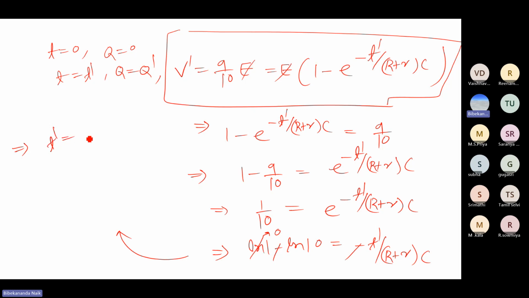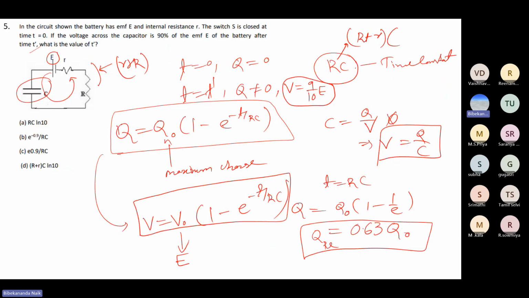So t prime will be R plus r, which is in the denominator on the right hand side, will come to the left hand side. It will be (R plus r) into C into ln 10. So this is the time after which the voltage across the capacitor will be 90% of the maximum voltage, that is the EMF E, which is connected in the circuit in series. So this is the important question.